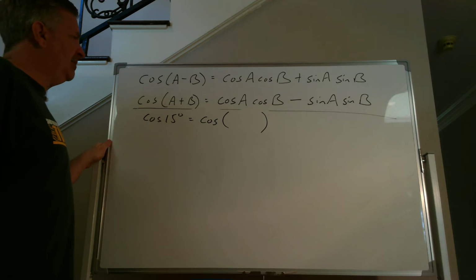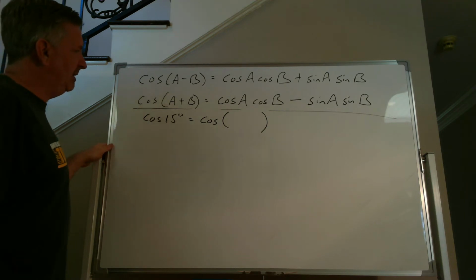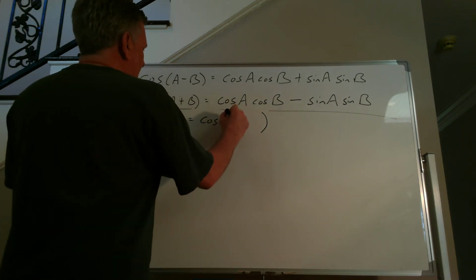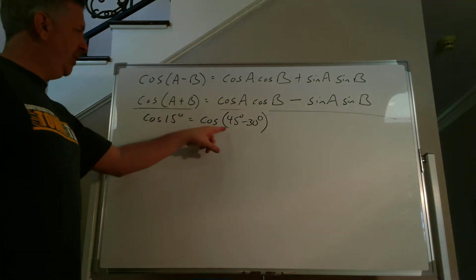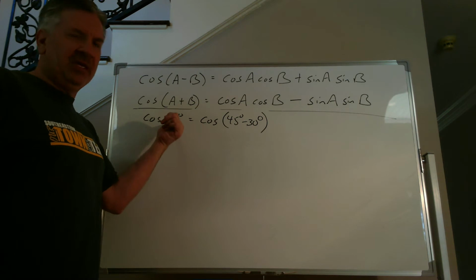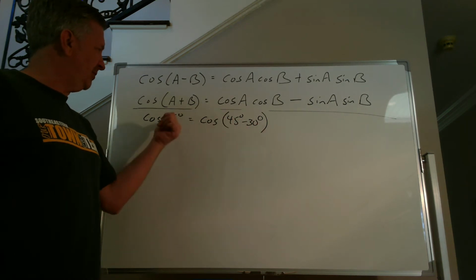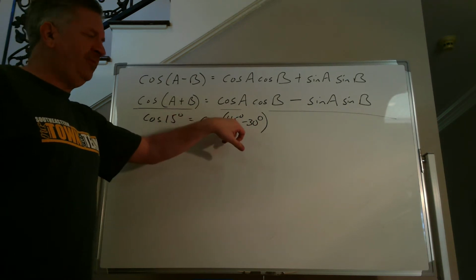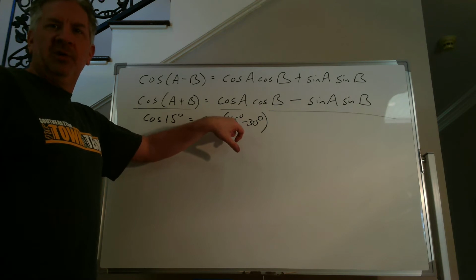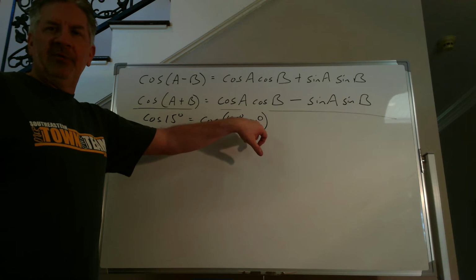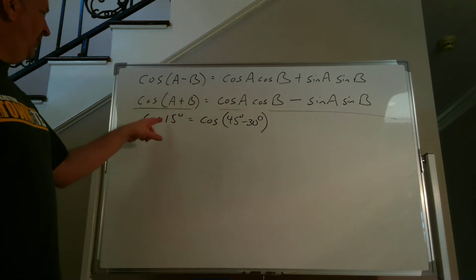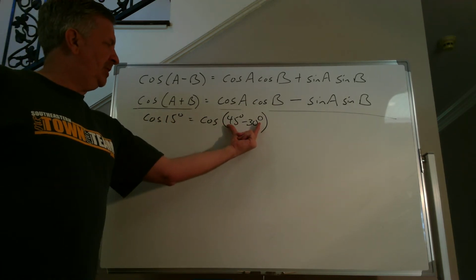There's probably lots of possibilities here, but one that's popping into my head is 45 degrees minus 30 degrees. 45 degrees minus 30 degrees is 15. Make sure that whatever you put here does add or subtract to 15. 45, I know I can do, because that's an angle in our special triangle, as is 30. We have another special triangle for that. So 15 degrees is 45 minus 30 degrees.